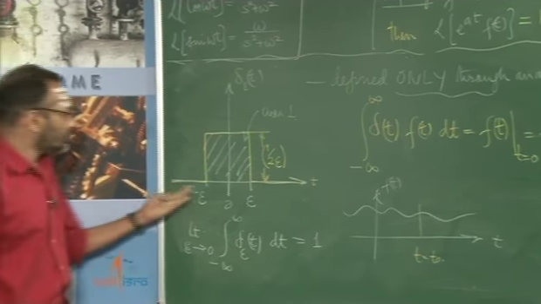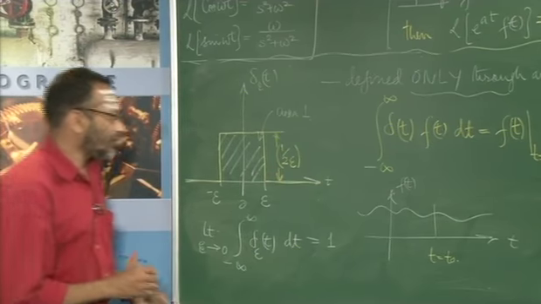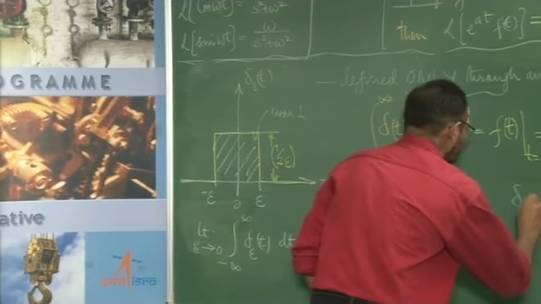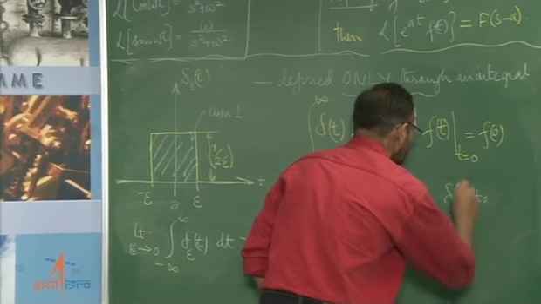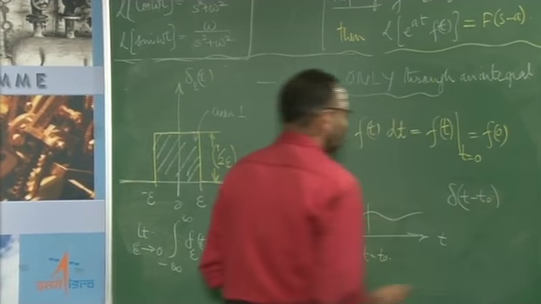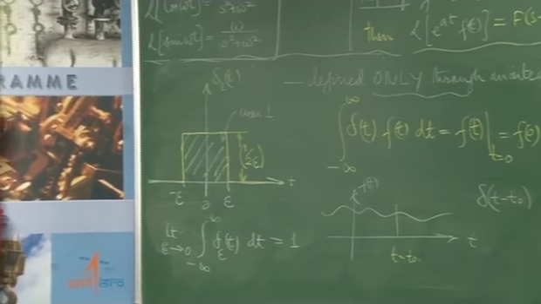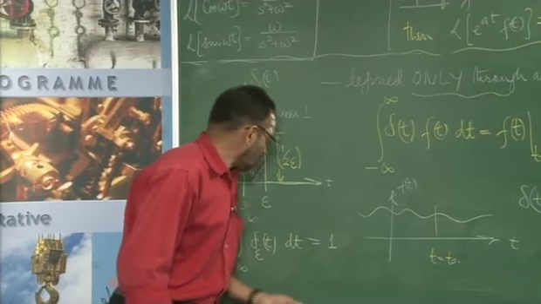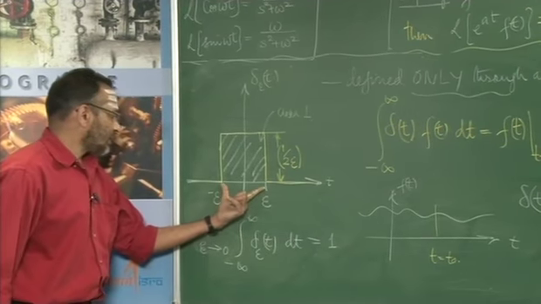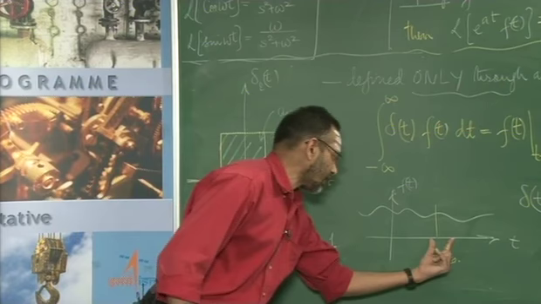I can shift this function delta of t to t naught, and then I am going to call it delta of t minus t naught. The unit impulse is shifted to t naught. That means here I will have a unit function, which means instead of having this rectangle here, I am going to have that rectangle here.